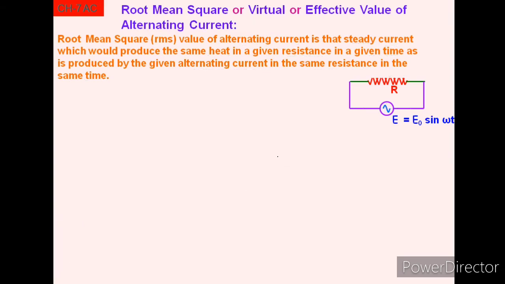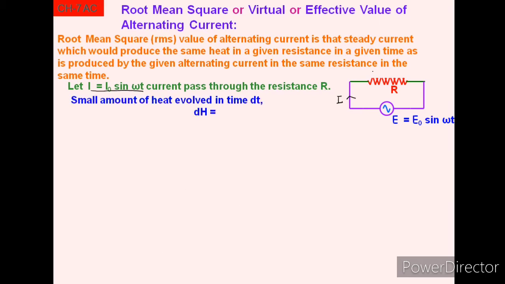So for this purpose, suppose I amount of current is passing through this AC circuit. Then I can be given as I = I naught sin omega t, because the current varies sinusoidally both in magnitude and direction. Then we will find the amount of heat evolved for a small interval of time dt when current passes through this circuit. Let dH amount of heat be evolved in time dt.